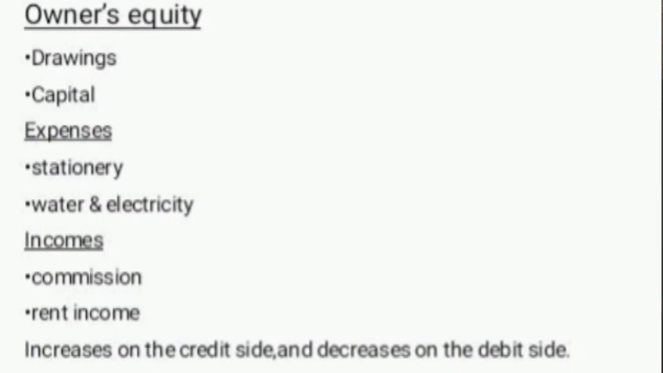Under the expenses, we have stationery, water and electricity, etc. Those are expenses. Then under the incomes, we have commission and rent income. Now, the owner's equity increases on the credit side and therefore decreases on the debit side.